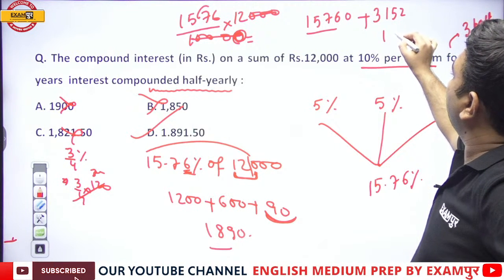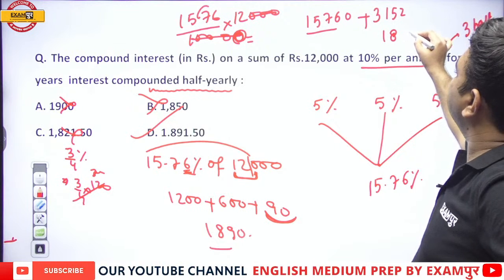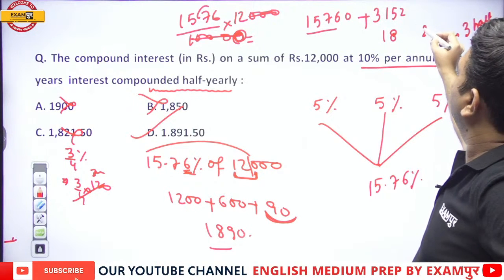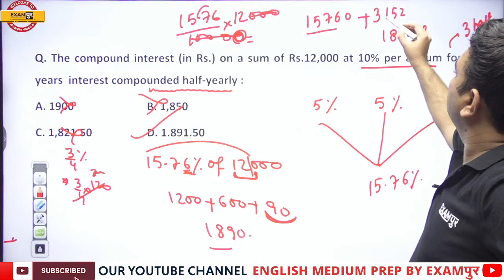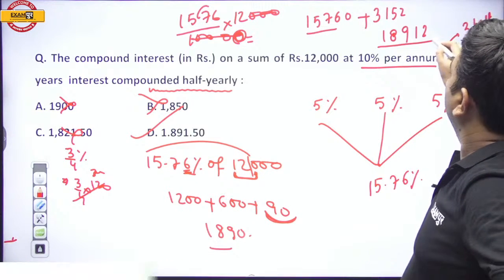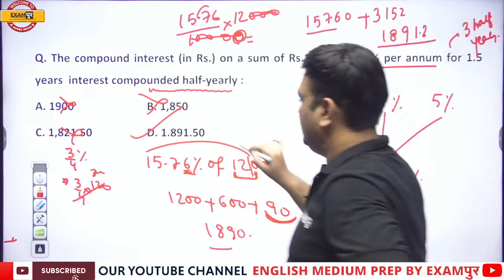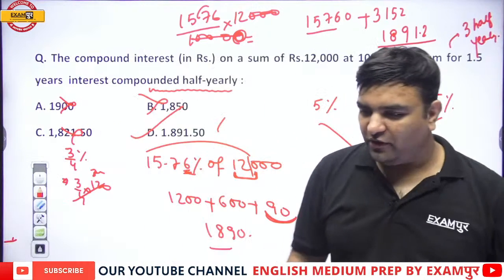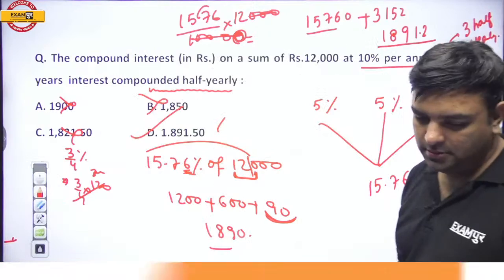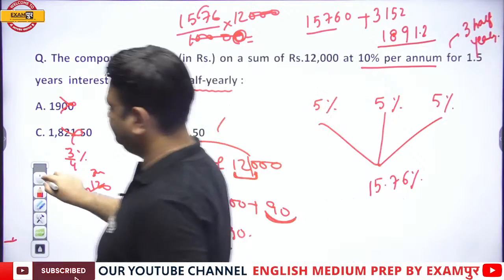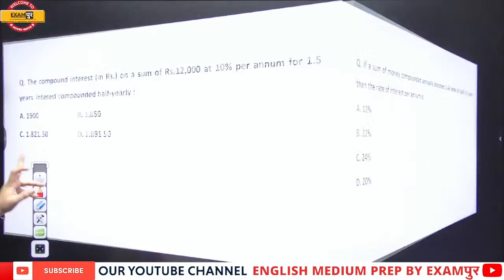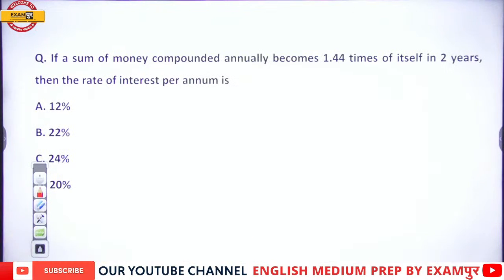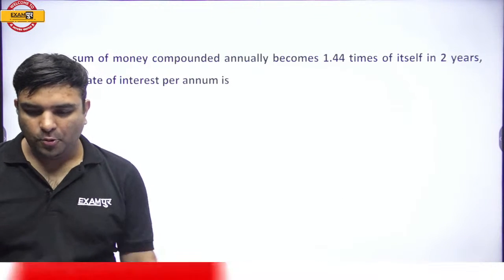So 18,000 divided by 10. Whatever you like, you can do. Let's move on. Easy one. Oral question.